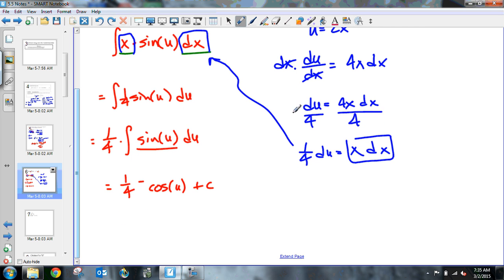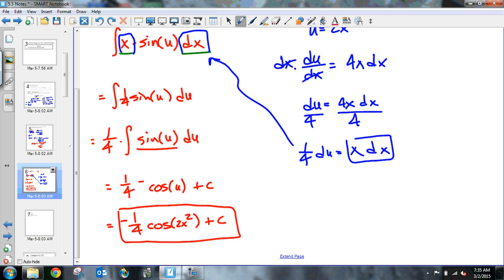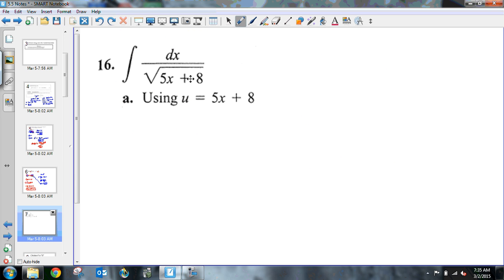So let's simplify this, plug our u back in. We get negative 1/4 cosine of u, which is what, 2x squared? And then plus c, and that's our antiderivative. Okay, I'm going to do one more. Hopefully this will help you guys out. Let's go ahead and do this one.